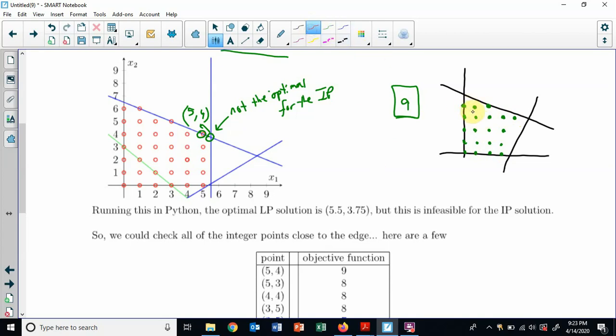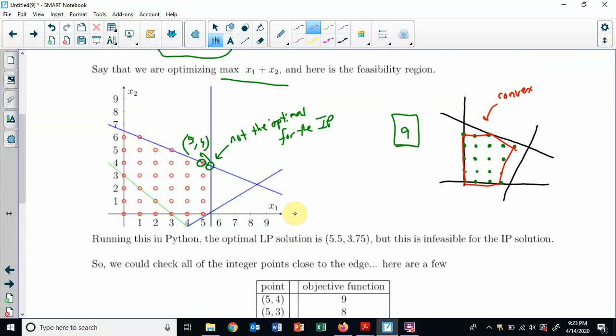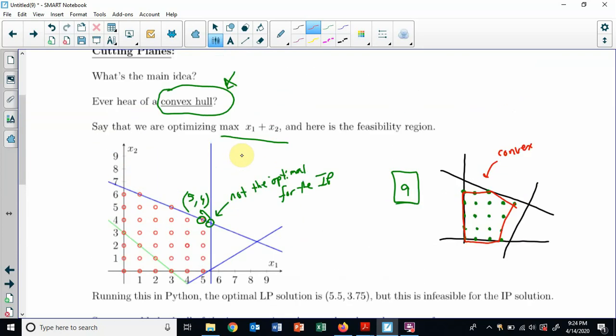It's like if you could take a rubber band and put it around the outside of this and get it tight all the way around and make a convex, not concave, it has to be convex, a convex polygon around it. That would be our convex hull. Oh, I guess it has convex in the name, sorry. So that would be the convex hull in red.